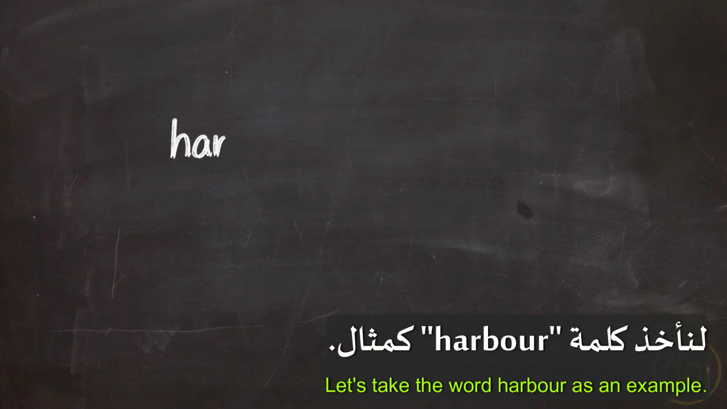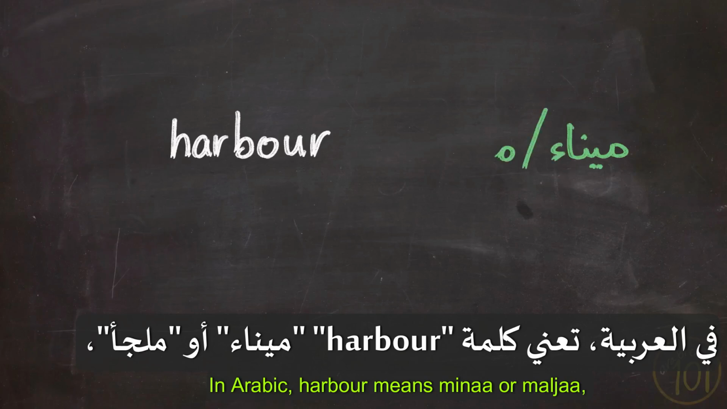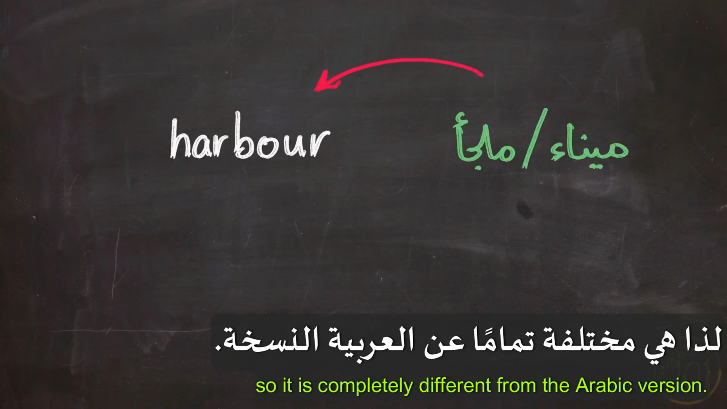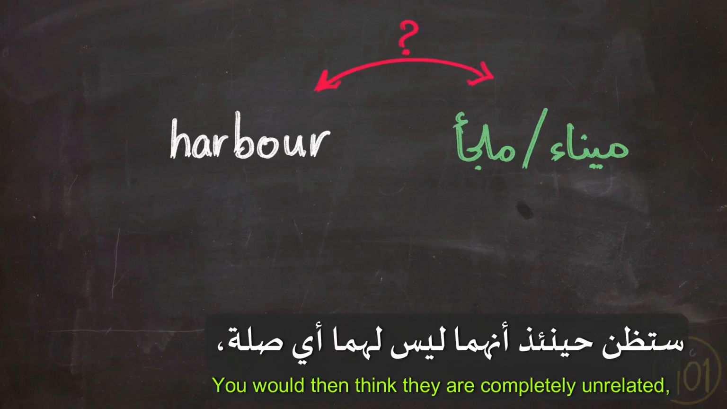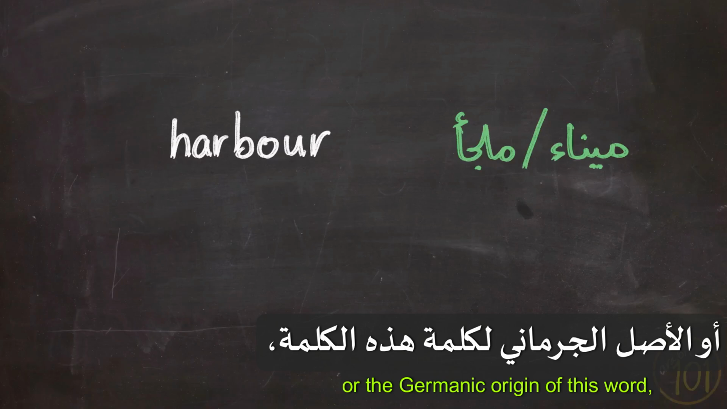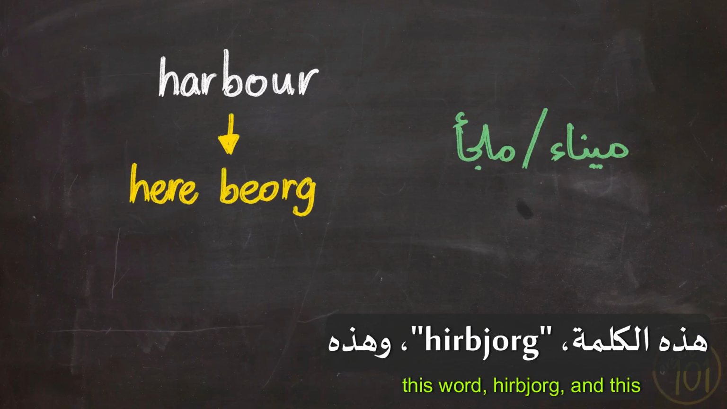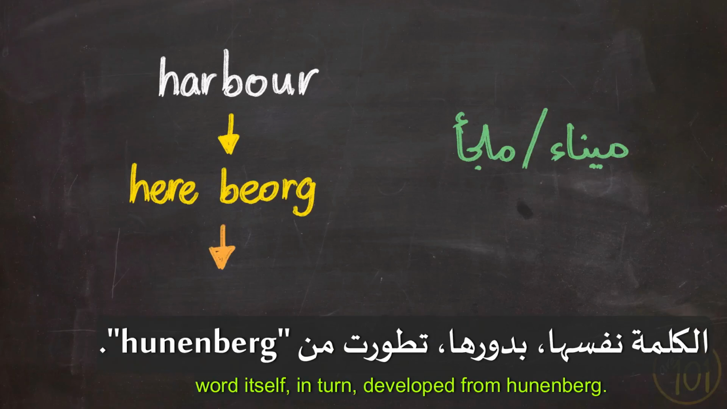Let's take the word harbor as an example. In Arabic, harbor means mina or malja, so it is completely different from the Arabic version. You would then think they are completely unrelated, they have nothing to do with one another. However, when we dig deeper and check the Anglo-Saxon or the Germanic origin of this word, we'll find that the word harbor came from this word, Heerbeorg, and this word itself, in turn, developed from Hunenberg.